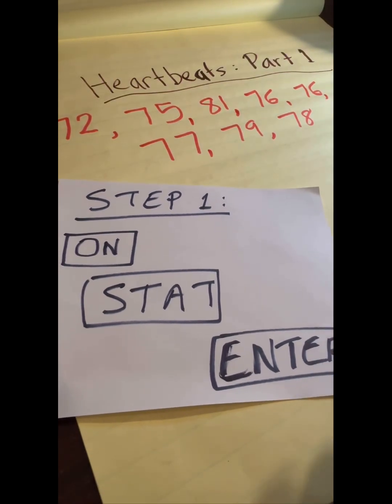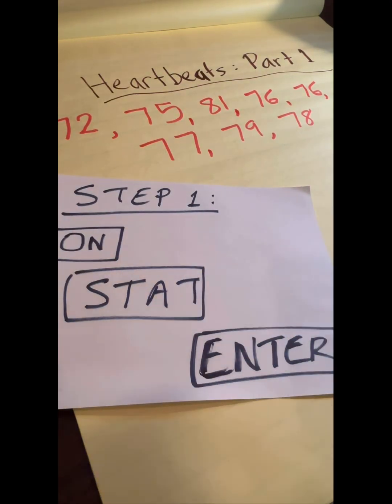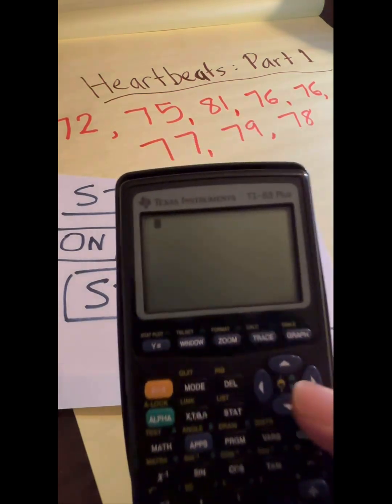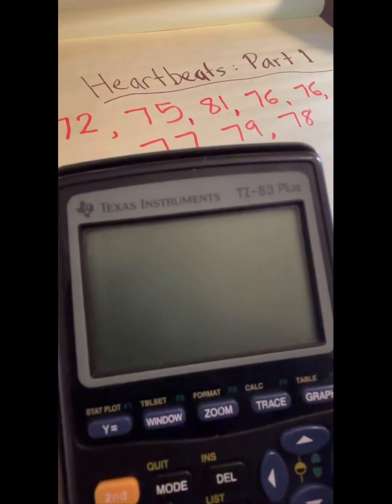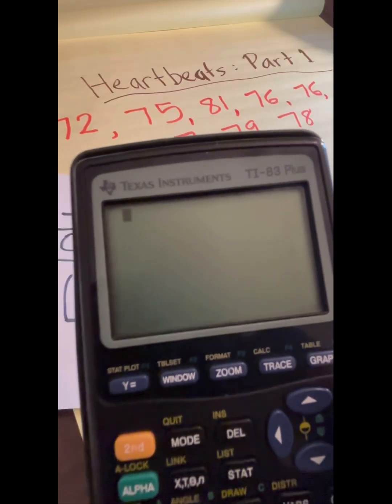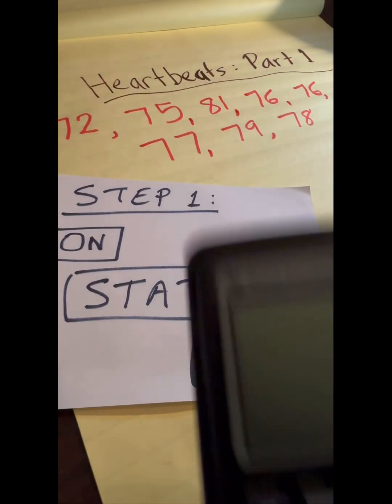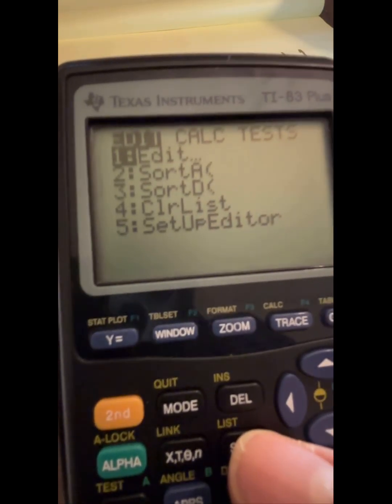So step one is to turn your calculator on. That's the first thing you do. So here we go, I turn my calculator on. I have an 83, you have an 84, same idea. So it's turned on. Then the next thing that I want to do, as you can see there, is press Stat. So I press Stat, and that's what I see.